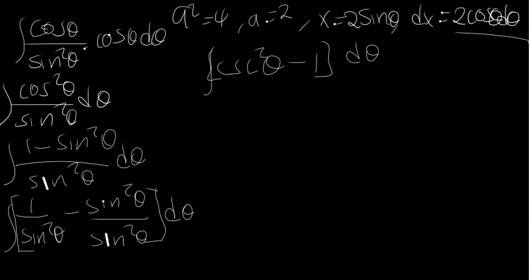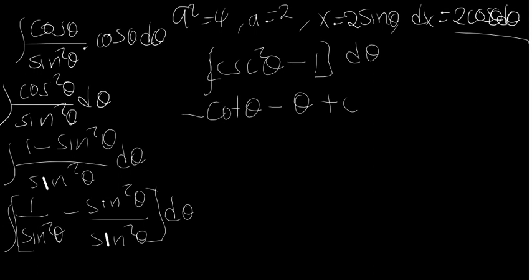We know that the derivative of cot theta is negative cosec squared theta. So the integral of cosec squared theta is negative cot theta, minus, here we're going to have theta. Okay, so we know that we're supposed to include C.